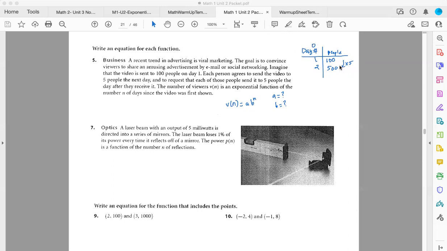Moving forward, I multiply by 5. Going back, we're multiplying by 1/5, which is technically dividing by 5, right? But we remember we agreed to multiply either by a number or by a fraction. So go back from 100, multiply by 1/5, that's going to be 20. And that's the A. So here, V of n equals A, which is the starting number, 20, multiplied by the growth factor, 5 to the n power. Okay, so this is the equation that gives you the number of viewers, V of n.